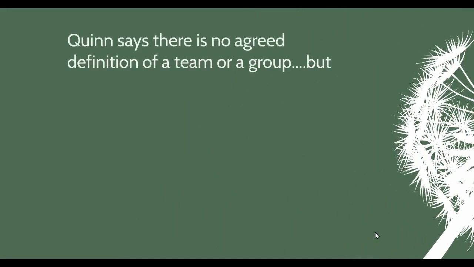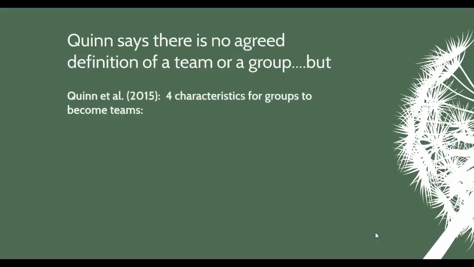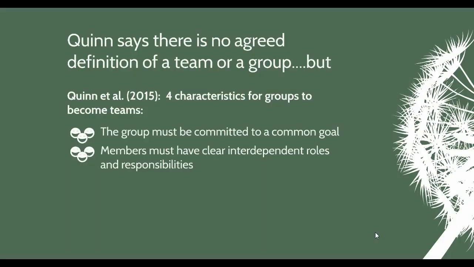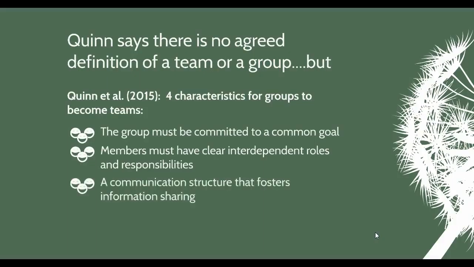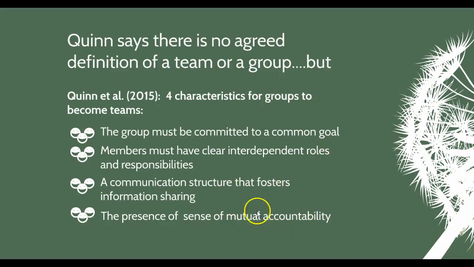So Quinn says there's no agreed definition of a team or group, but four characteristics that are regarded as being elements of a group to become a team: has to have committed to a common goal, have to have clear interdependent roles, a communication structure that fosters some kind of information sharing, we're not communicating by telepathy, and the presence of a sense of mutual accountability, which is close to the issue of a mutual, communal outcome.